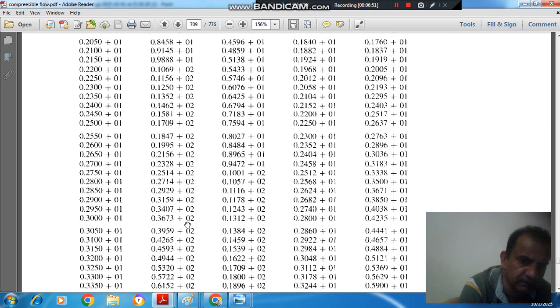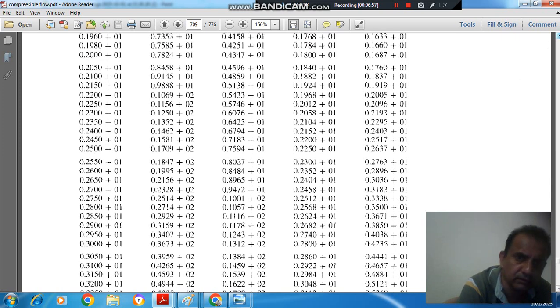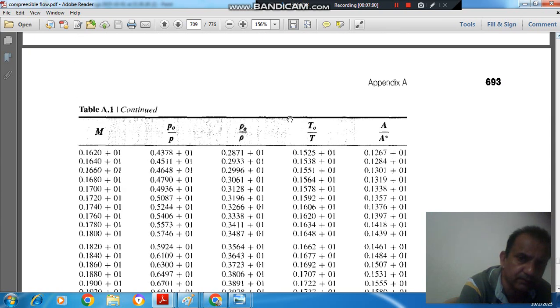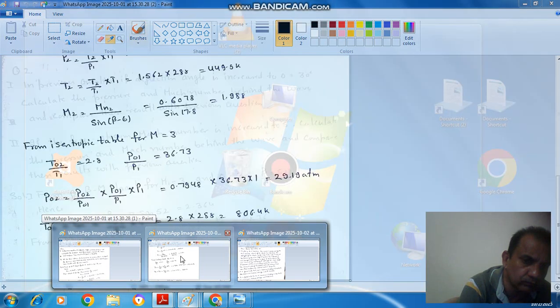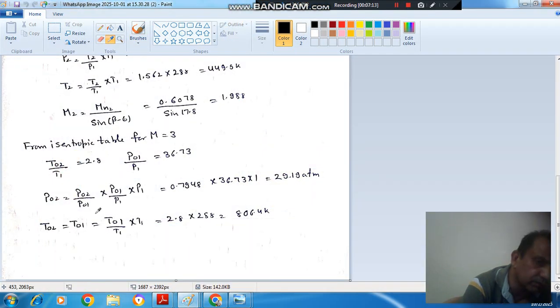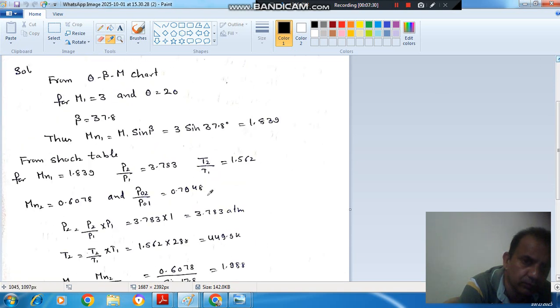And in this series, these are the pressure ratio, temperature ratio, density ratio, and we can note down the stagnation pressure to static pressure, stagnation temperature to static temperature ratios corresponding to 3, and find out stagnation pressure and stagnation temperature. First we can find out P01, and then we can find out P02 also, because we have P02 by P01 ratio also from this.